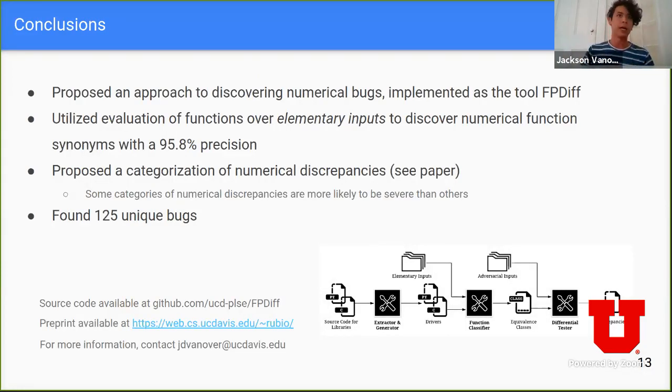So in conclusion, to wrap it up, here we've proposed an approach to discovering numerical bugs that's oracle-free. It's implemented as the tool FPDiff. And it utilizes function evaluations over elementary inputs, which we found to be an effective means of discovering function synonyms. And in the paper, we proposed a categorization of numerical discrepancies. The takeaway from this talk is that some categories of numerical discrepancies are more likely to be severe than others. And ultimately, we found 125 unique bugs. And that's my talk. Thank you very much.